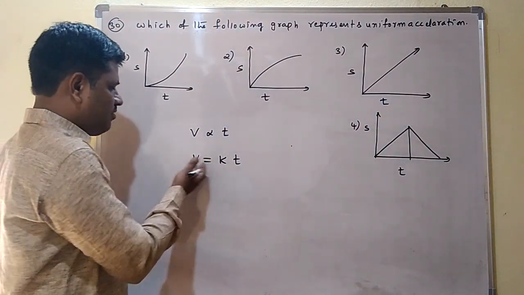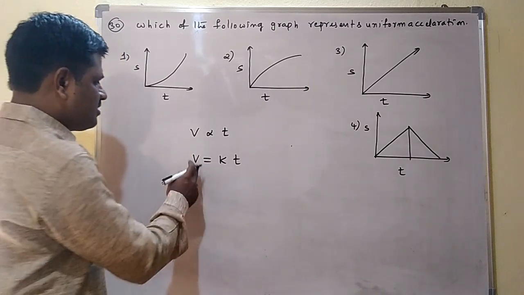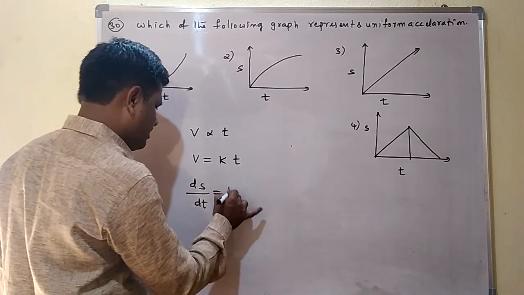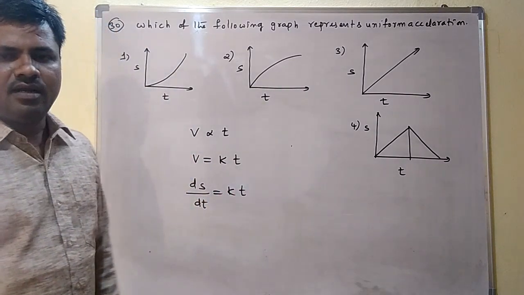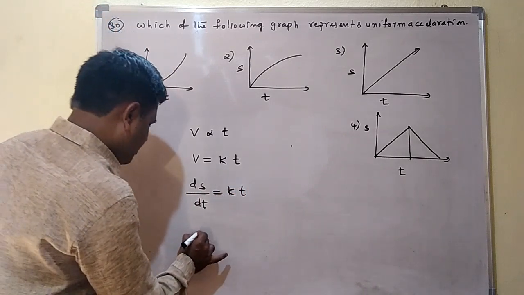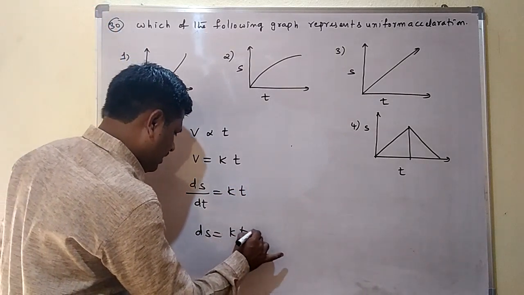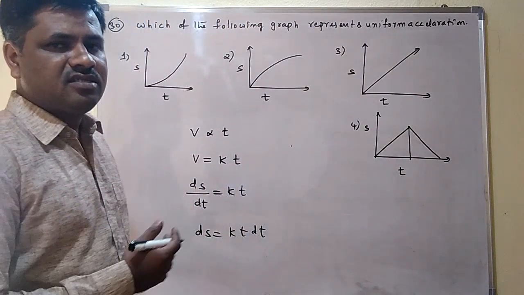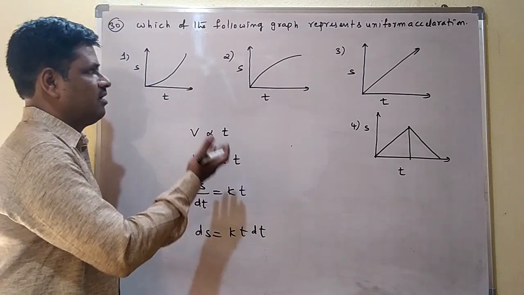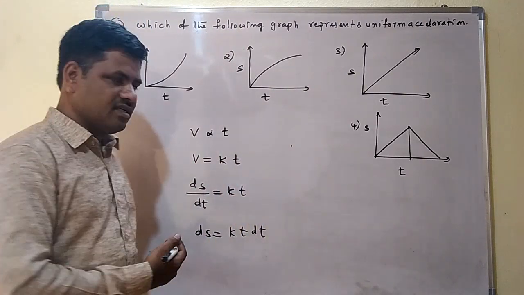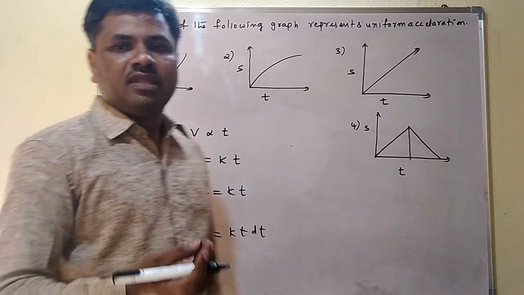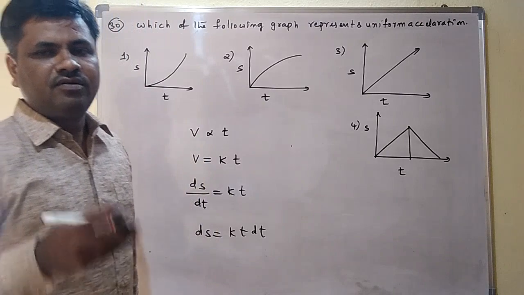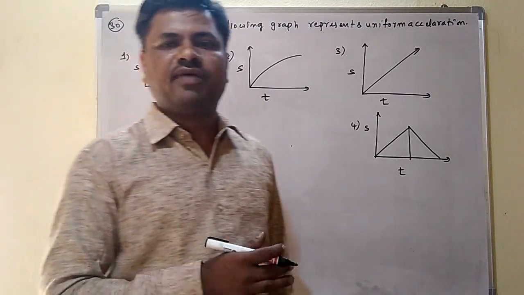St graph means we have to find the displacement here. Here v is equal to k into t. Here velocity can be written as change in the displacement. ds by dt is equal to k into t. You can write like that. Here from this ds is equal to kt into dt. Means when they are asking st graph when acceleration is given, we have to find the displacement in terms of the time, then we can understand how to draw the graph.